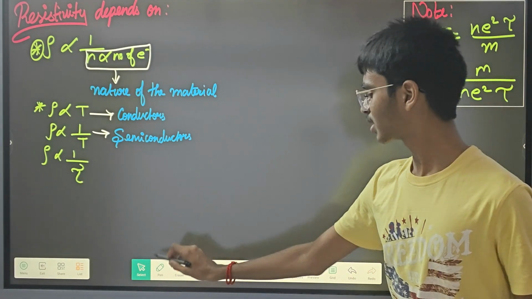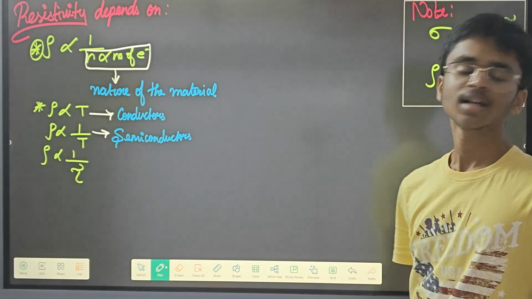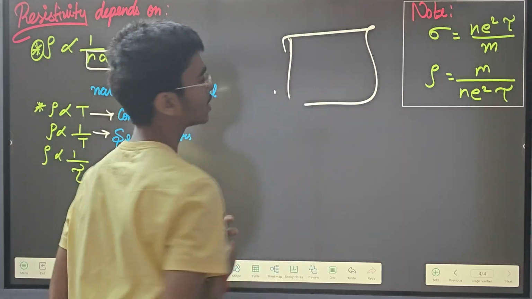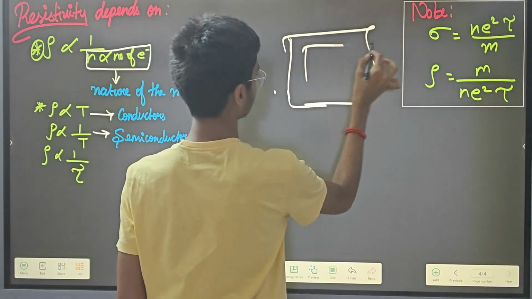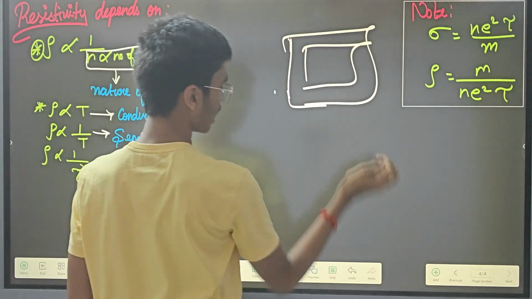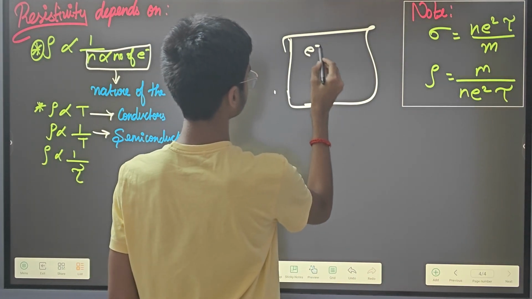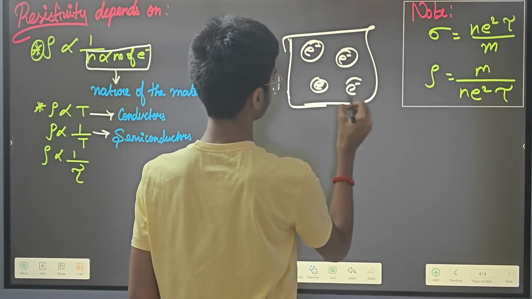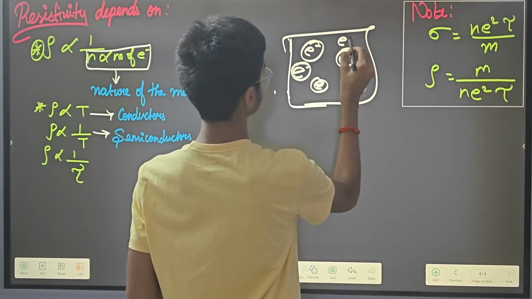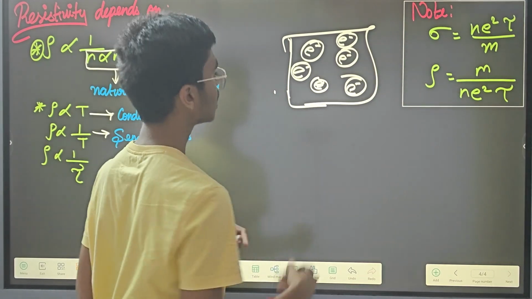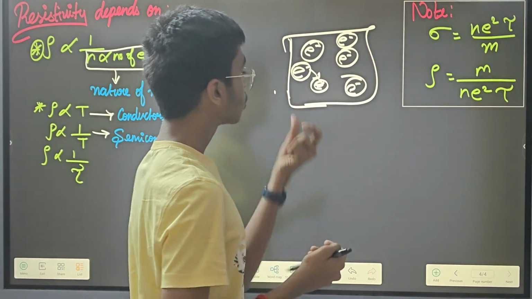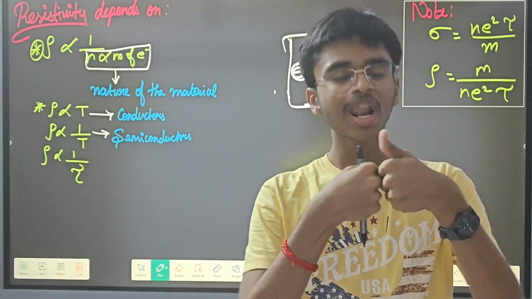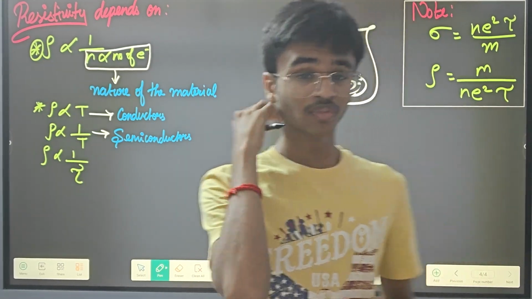So coming back to this temperature thing, this tau, the relaxation time. Let us assume that this is a conductor, and in this conductor there are some electrons. For example, this has an electron, this has an electron, and like that there are many electrons in it. This electron will come and hit this one. The time taken between two electrons to collide with each other, we can call tau.